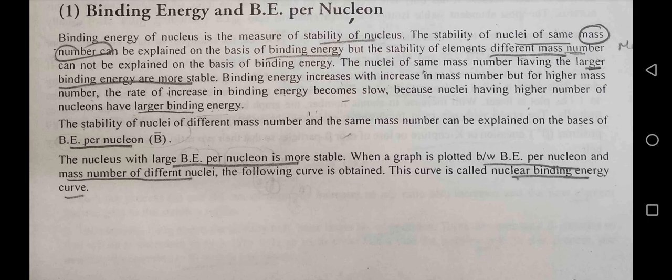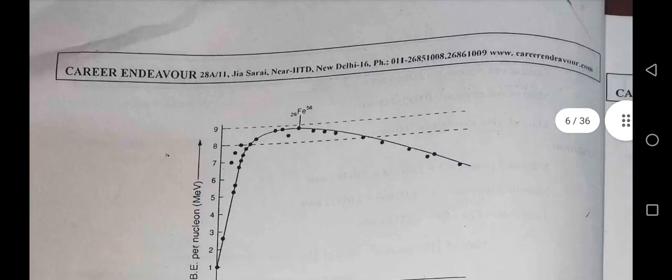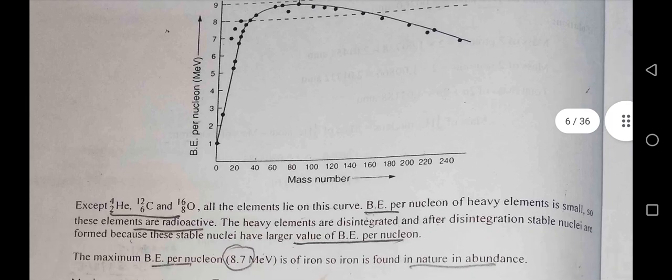The stability of nuclei of different mass numbers and the same mass number can be explained on the basis of binding energy per nucleon. The nucleus with large binding energy per nucleon is more stable. When a graph is plotted between binding energy per nucleon and mass number of different nuclei, the following curve is obtained. This curve is called the nuclear binding energy curve. Here we can see a graph.